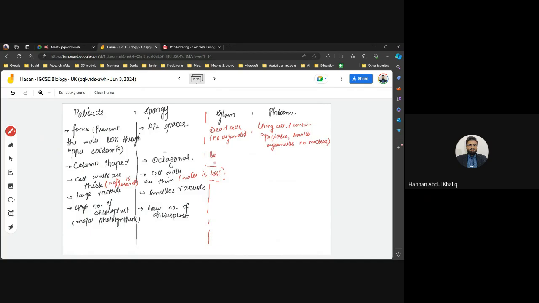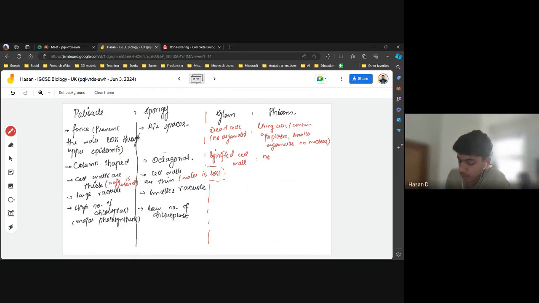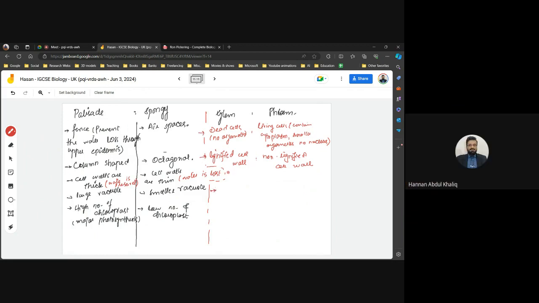Xylem has lignified cell walls. What is the meaning of lignified cell wall? It is related to lignin. It contains lignin. It basically means rigid, right? Yes, extremely rigid. It's extremely rigid and waterproof.